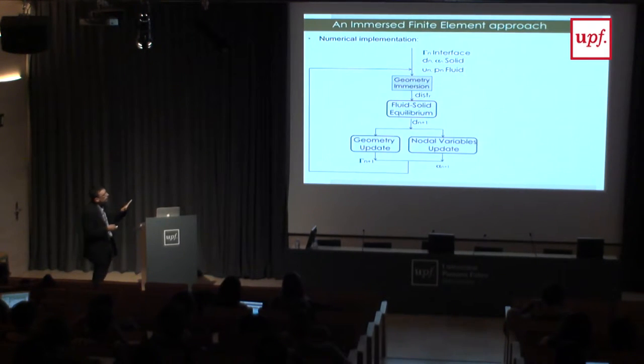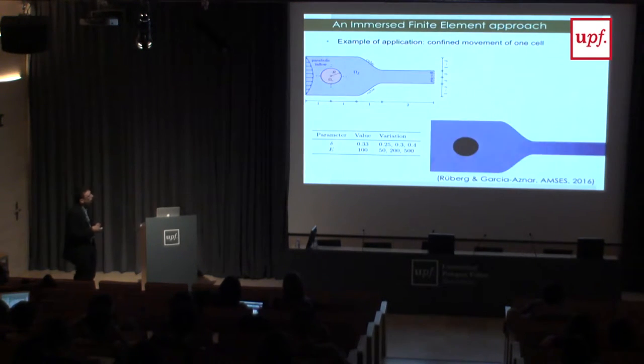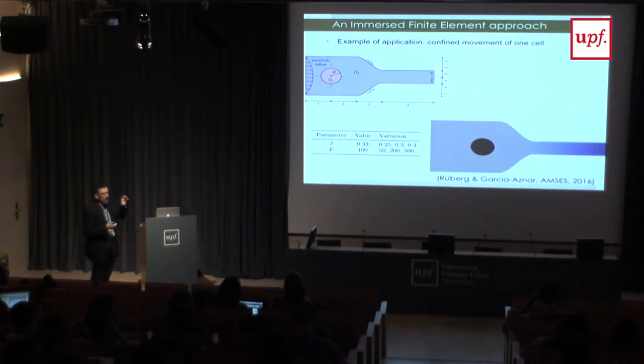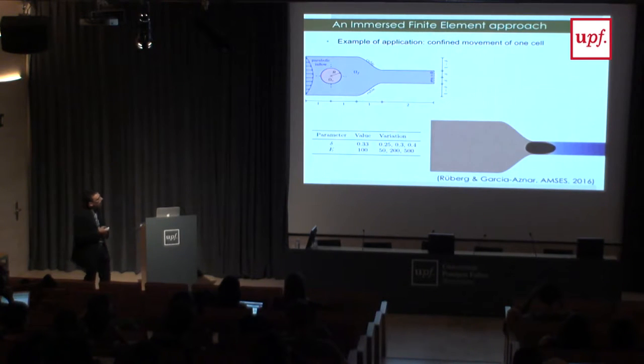So what we are doing is we immerse the geometry, we solve the fluid-solid equations, obtain the displacement, update the mesh, and later we update the nodal variables. For that, we need to map back to the reference configuration to update other variables like stress. In this way, we started to simulate, for example, how under a fluid flow condition, the cell is going to deform when it moves inside the channel. And you can see that the prediction of the shape of the cell is quite similar to what the experiments determined.